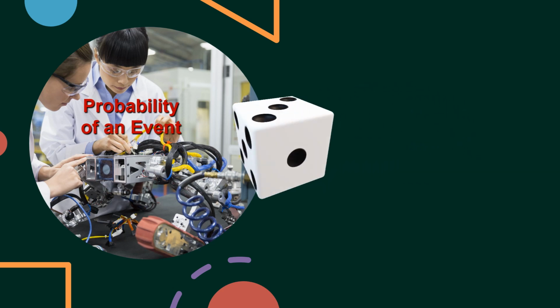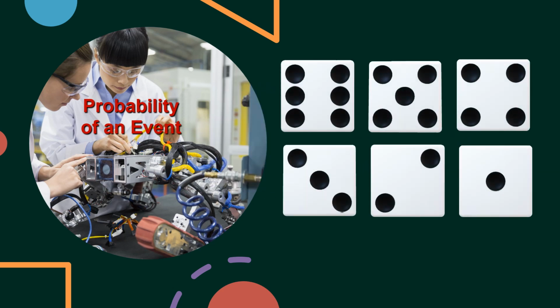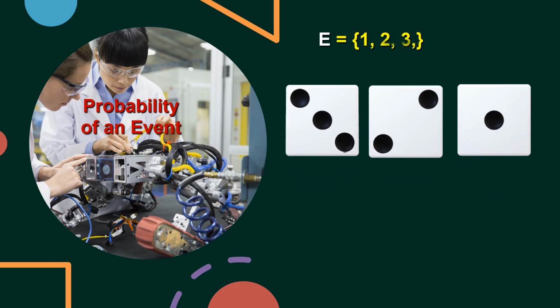What is an event? An event is a subset of the sample space. It is a collection of sample points. For example, in rolling the dice, there are six sample points with a sample space S equals {1, 2, 3, 4, 5, 6}. But an event can just be a subset of the sample space. For example, the event can just include three sample points, like E equals {1, 2, 3}.